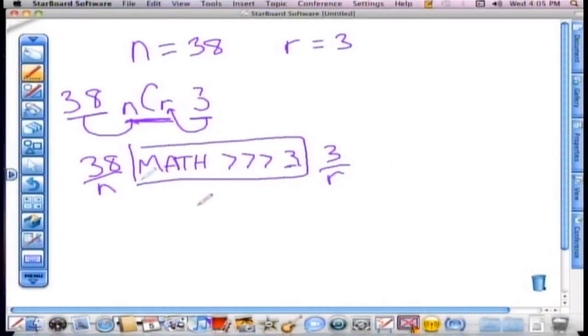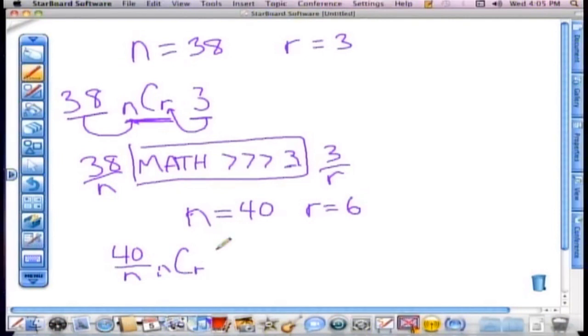Let's say we have 40 objects, and we want to choose them out 6 at a time. So you're going to type in 40. That's your n. Then you're going to hit math, right, 3 to get your nCr. And then you're going to type in your 6, which is your r. And the number of ways you can select 6 items out of 40 items, let's see, is 3,838,380 different ways.